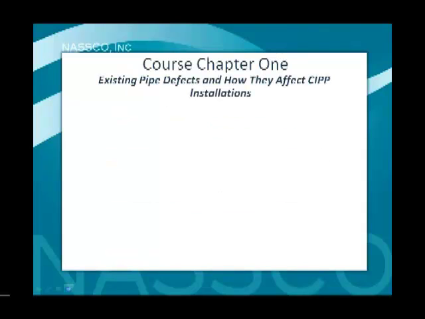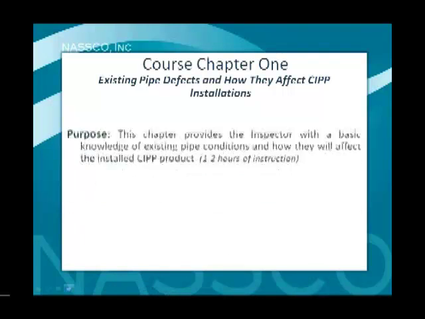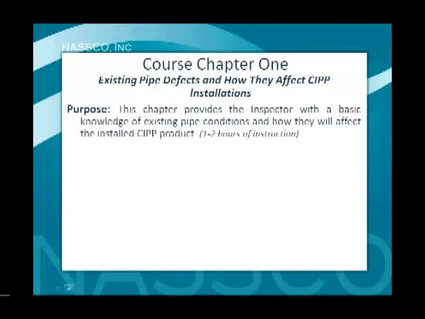Chapter 1 is entitled Existing Pipe Defects and How They Affect Installations. This is the start of the course, and this chapter typically takes us approximately 1 to 2 hours of instruction, depending upon questions and student interaction. The purpose of this is to provide the inspector with a basic knowledge of existing pipe conditions and how they will affect the installed CIPP.